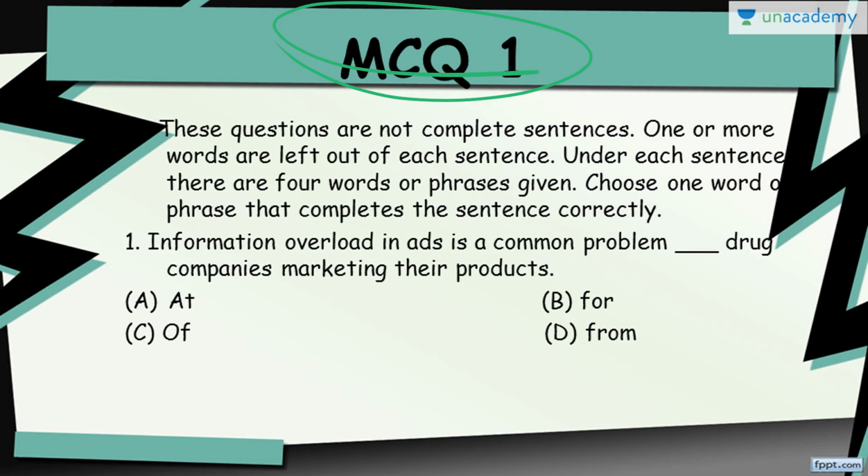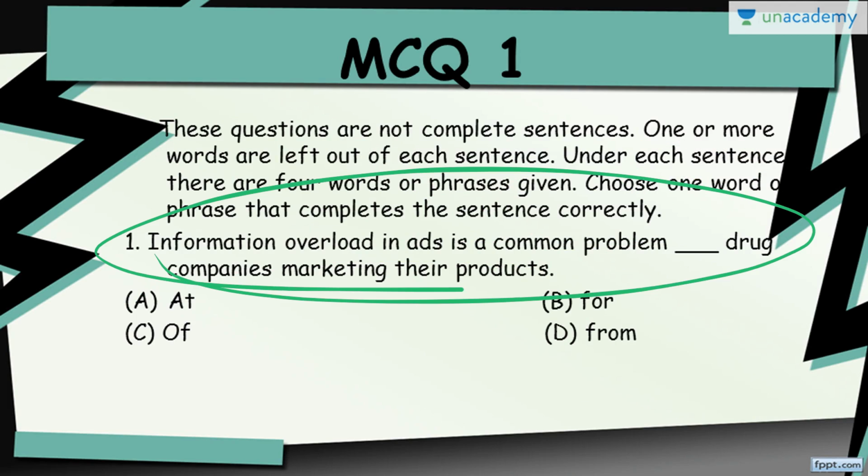Now the first MCQ, without any delay, let's start with it. These questions are not complete sentences. One or more words are left out of each sentence. Under each sentence, there are 4 words or phrases given. Choose one word or phrase that completes the sentence correctly. So you have to choose one word out of these 4 options to complete this sentence.